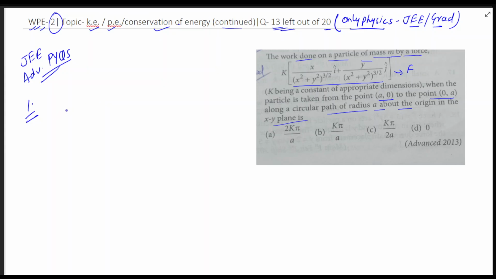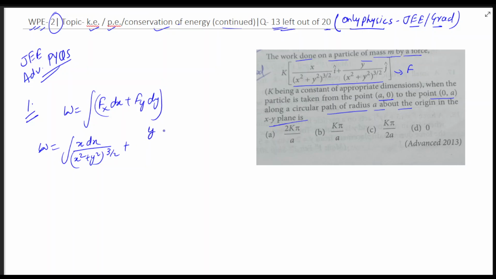So let's solve it. Work done is, we know, integration of Fx dx plus Fy dy. I'm not writing Fz dz because the particle is moving in the xy plane only. So work done will be the integration. What is Fx dx? It will be x dx divided by x square plus y square to the power 3 by 2, plus y dy upon x square plus y square to the power 3 by 2.